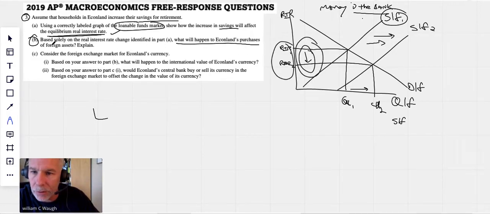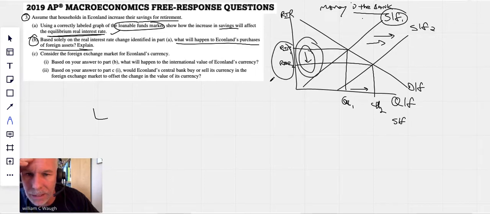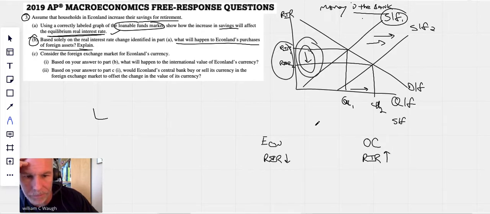Based solely on the real interest rate change, identify what will happen to the purchases of foreign assets. Now, I really dislike this language here. It should be foreign investment assets. What we're talking about here is a foreign exchange thing. So the idea is that as the real interest rate goes down in Econoland, let's do it real quick here. Here's Econoland. Here's, let's just call it other countries. Econoland's real interest rate is going down. That implies that other countries' real interest rates are going up. And here's our foreign exchange market.